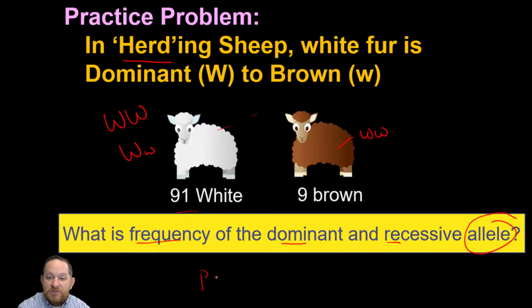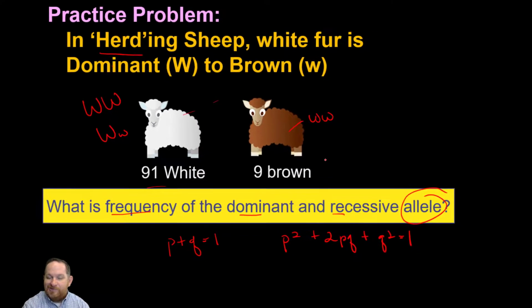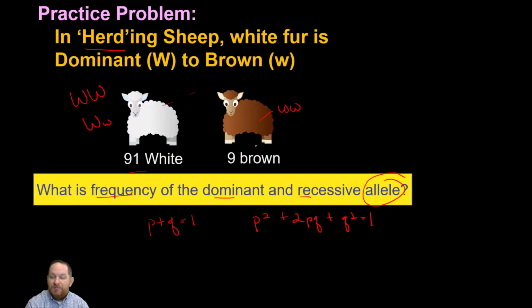So we're looking at P plus Q equals 1. We're also going to use this formula P squared plus 2PQ plus Q squared equals 1. All right, so where was my hint? Always start with this one, right? So we know that 9 out of 100 is equal to the homozygous recessive genotype, right? Because 9 out of 100, that's their genotype. So that is actually, once again, Q squared. Q squared is the homozygous recessive genotype.